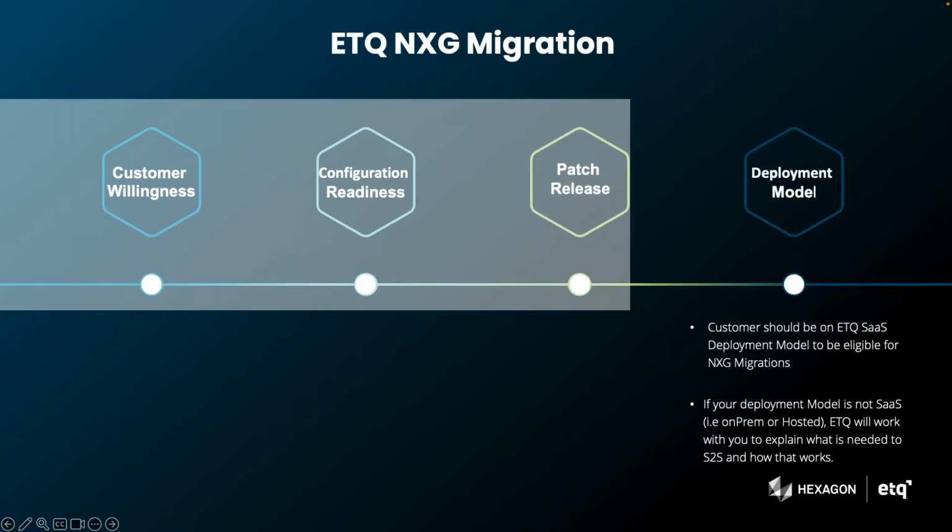Customers should be on the ETQ SaaS deployment model to be eligible for NXG migrations. If, for example, your deployment model is not SaaS, let's say it's on-prem or hosted, ETQ will work with you to explain what's needed to shift you to SaaS and how that works.